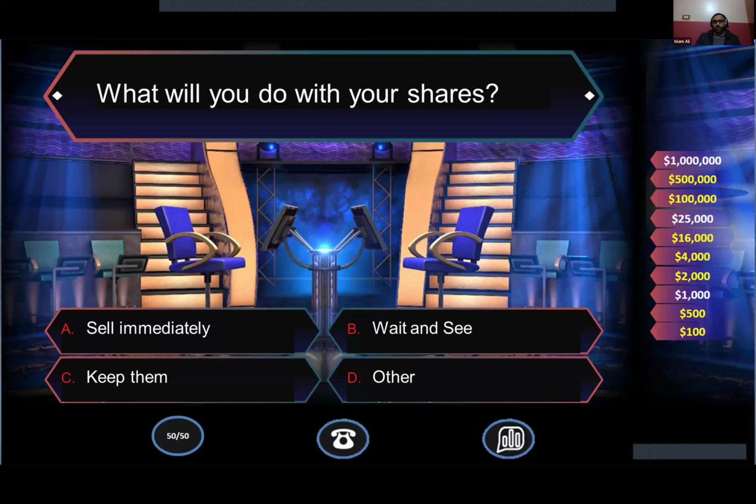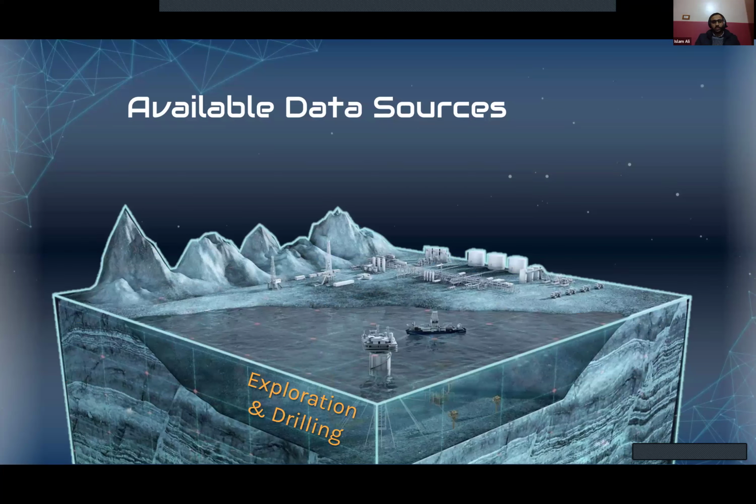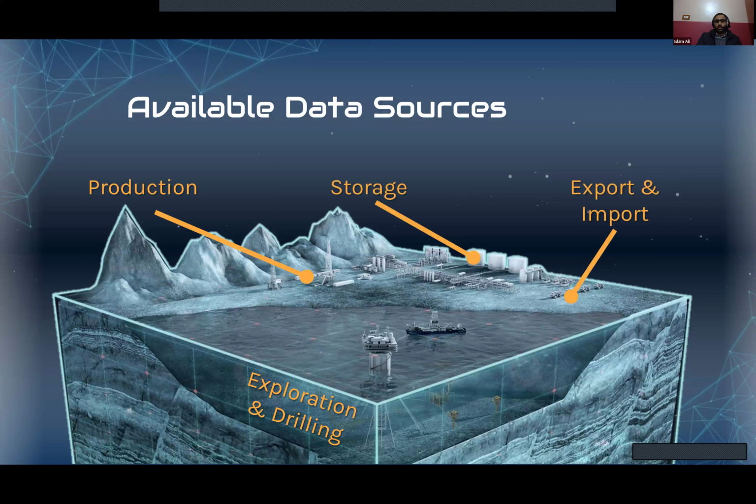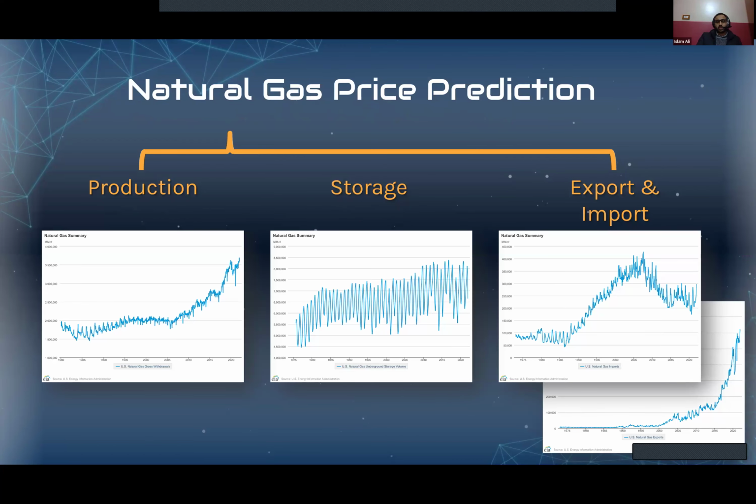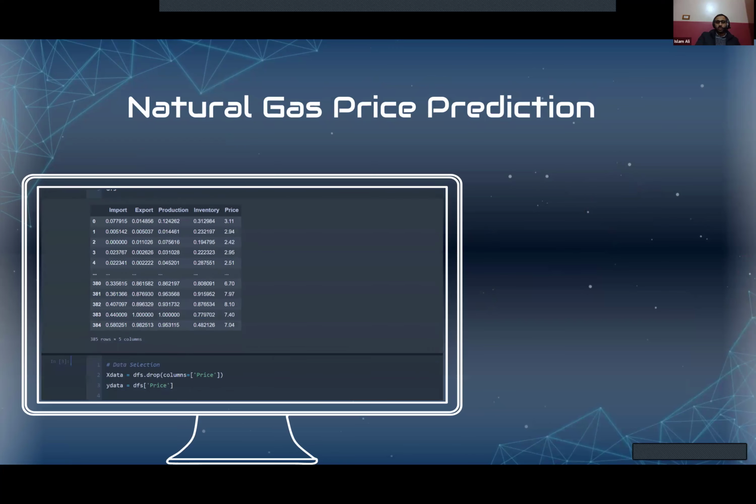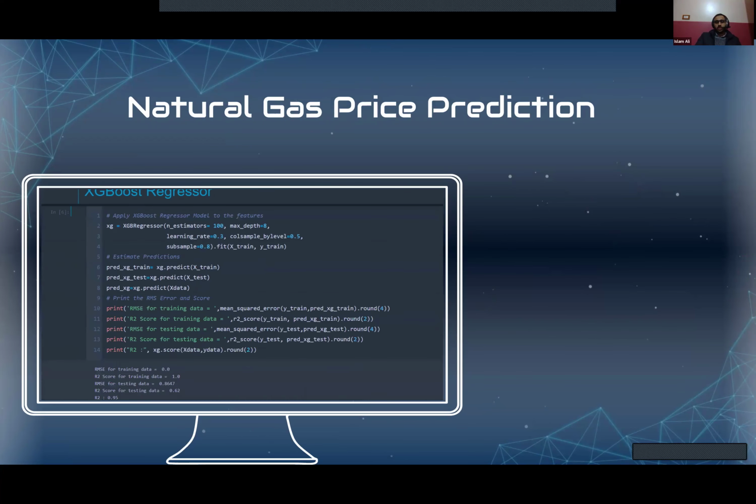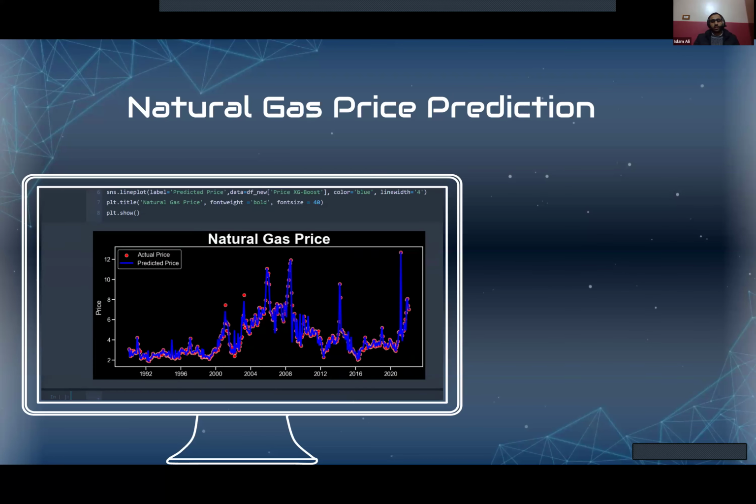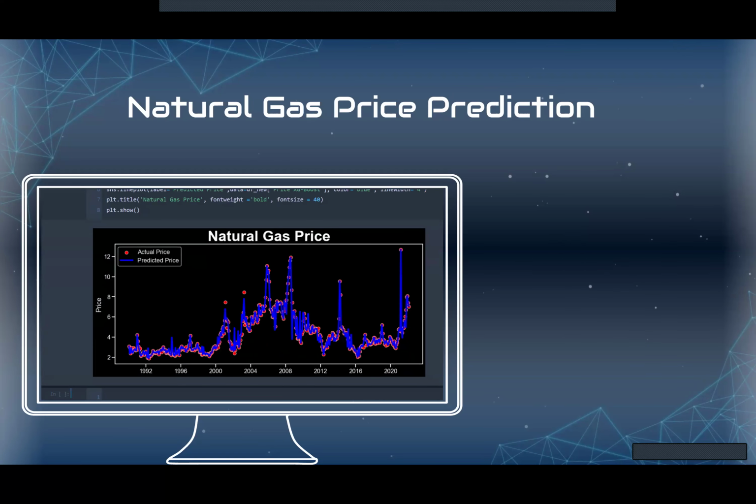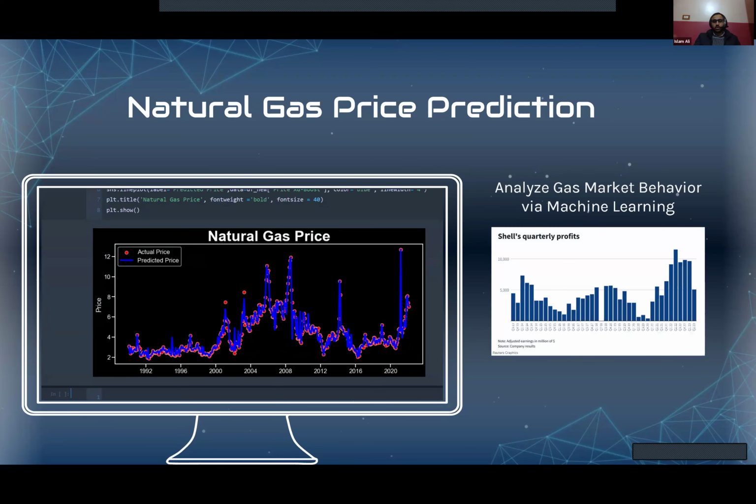For me, I'll go for other. Why? Because we have data, and this data is not just exploration and drilling. You have also data from production, from storage, and from export and import data. And based on these data, you can just write a few lines of coding, and then you can create, with an advanced algorithm, a gas price prediction. And so you can compare it with the actual market and then predict ahead, will the gas price go up or down.